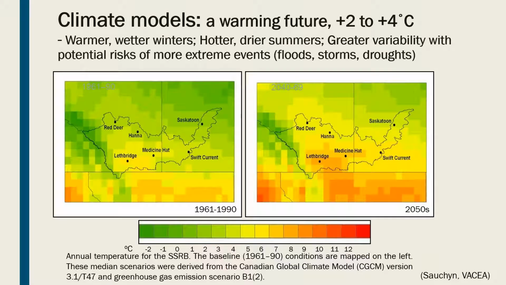Downscaled climate models for the South Saskatchewan Prairie region spanning Alberta and Saskatchewan depict a warming future, with temperatures rising from 2 to 4 degrees centigrade. The model projections indicate warmer, wetter winters, hotter, drier summers, and greater potential risks from more extreme events, including floods, storms, fires, and droughts.